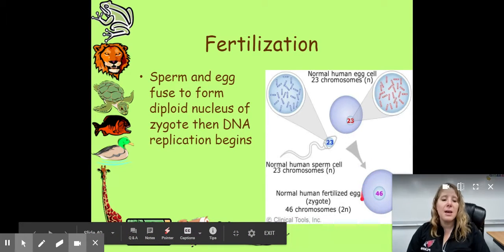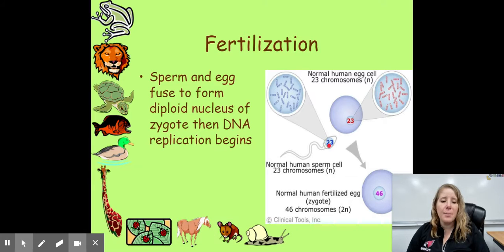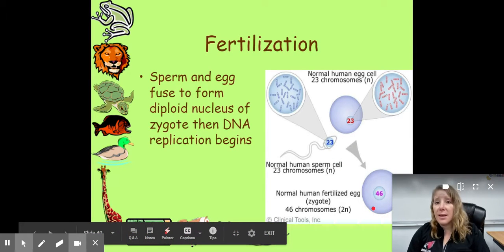You officially have the right amount of DNA for the species that you are. So half of the species comes from mom and half comes from dad. For humans, 23 chromosomes are in the egg, 23 chromosomes are in the sperm, for a total for humans of 46.